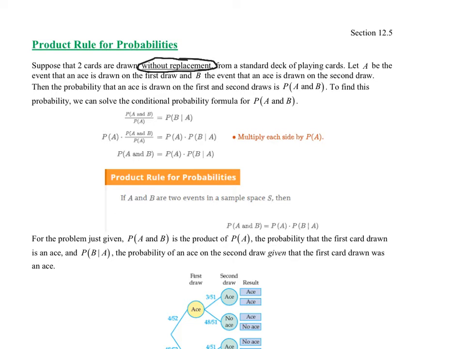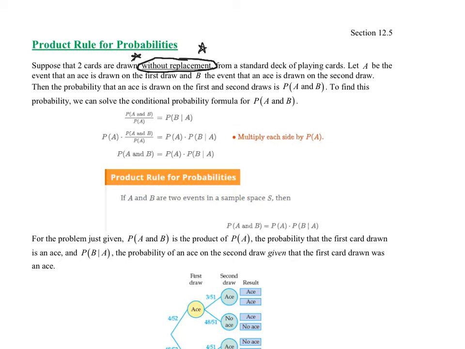So you have to reconsider after that first card is drawn what remains in the deck when you're going to be doing these problems. So without replacement is key here. Without returning, without replacement, you're not putting that card back.